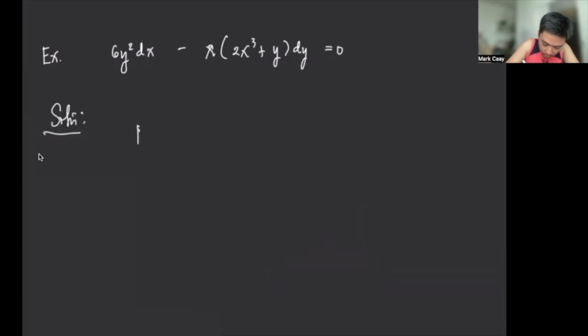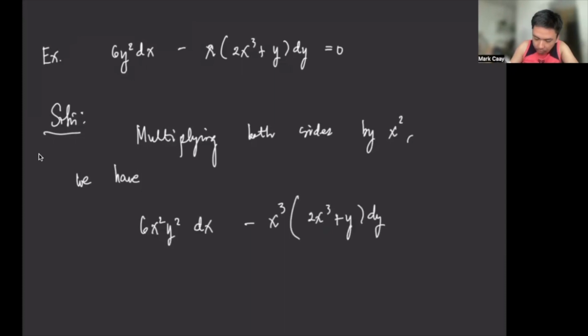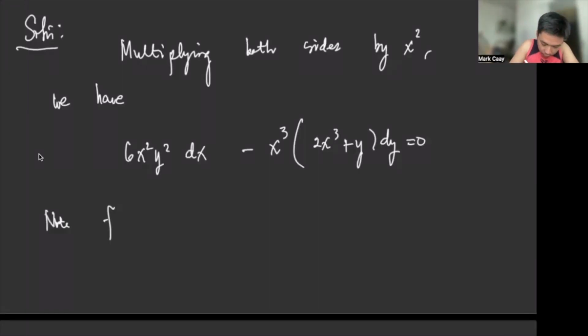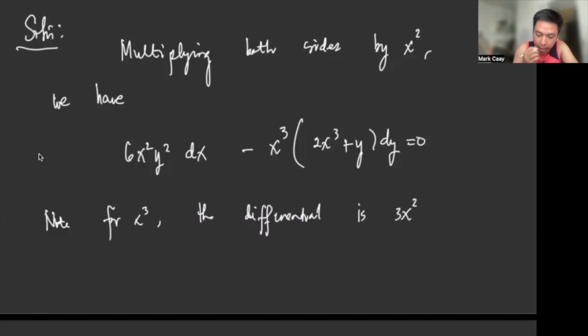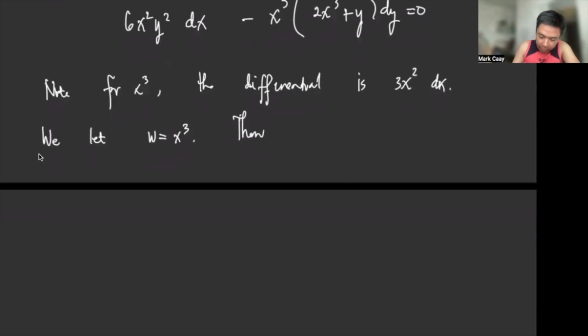Here's the solution. Multiplying both sides by x squared, we have 6x squared y squared dx minus x cubed times 2x cubed plus y dy equals 0. Okay, note that for x cubed, the differential is what? Anong derivative nito? That's 3x squared. Tama ba? And that's dx. So if I'm gonna do that, let's say w be equal to x cubed. So ano mangyayari? Sige, let's try to simplify first muna.